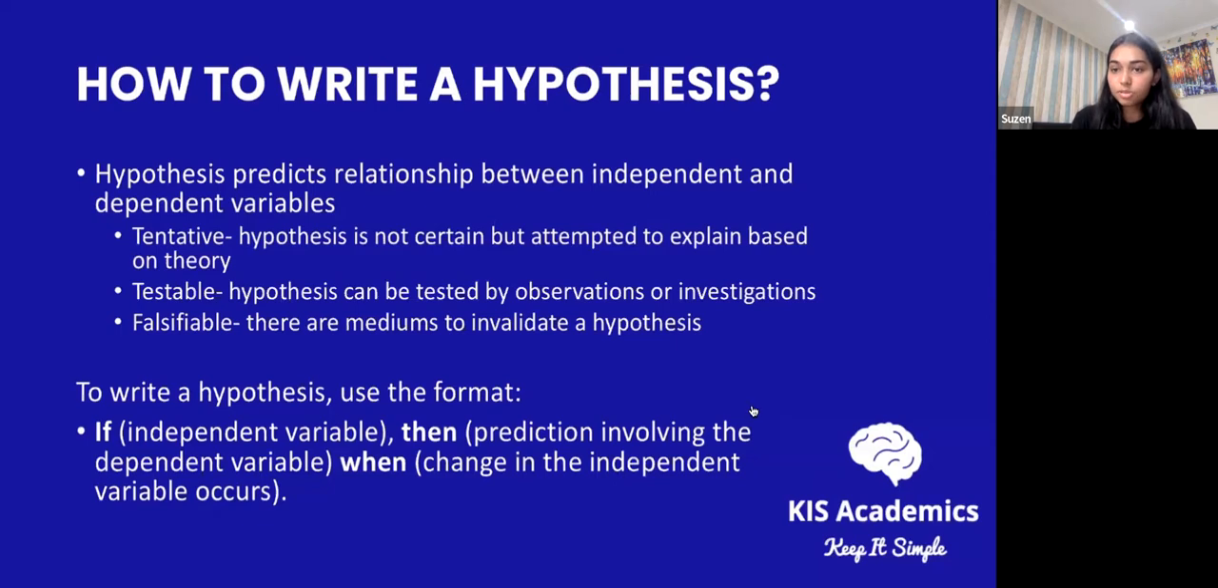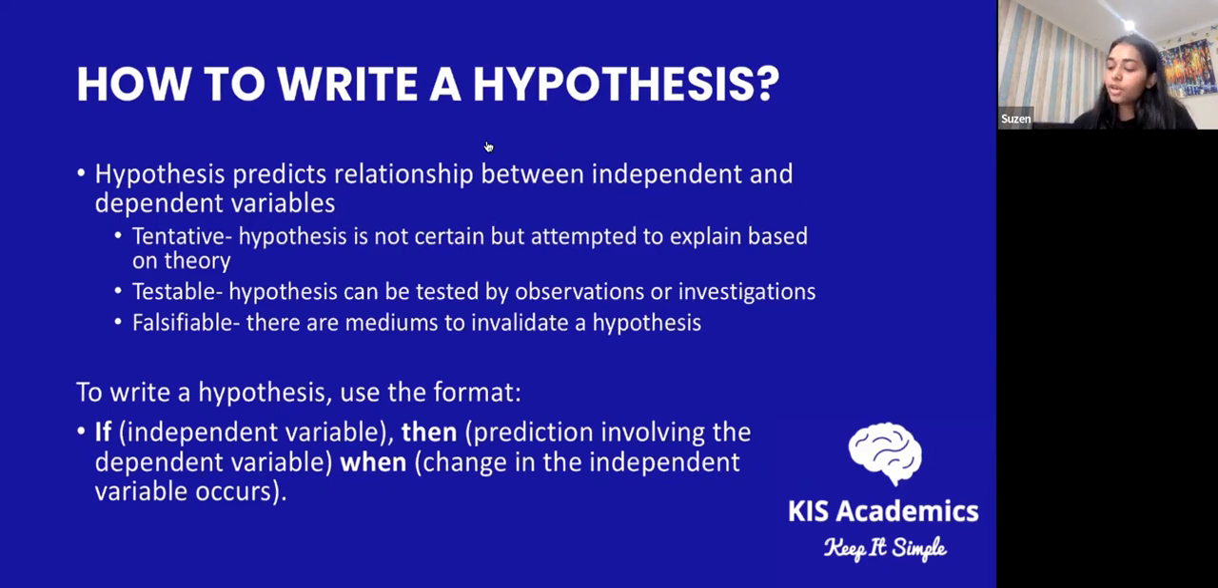And for a hypothesis to be valid, it needs to be tentative, testable, and falsifiable. Pretty much what tentative means is that the hypothesis is not certain, but attempted to explain based on theory. So a hypothesis is your prediction. It's never going to be 100% certain, but the only thing you can do is try and back up any claims by making them as backed up by theory as you can.